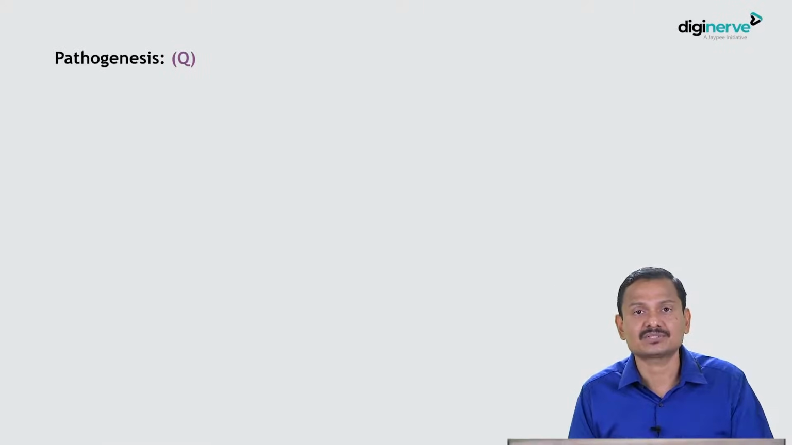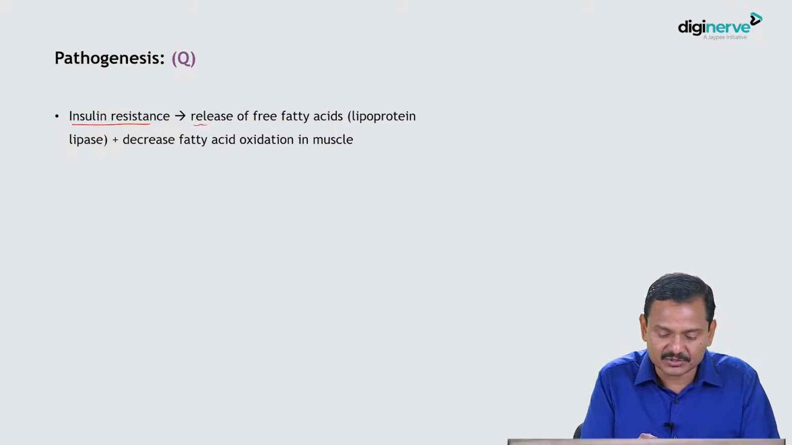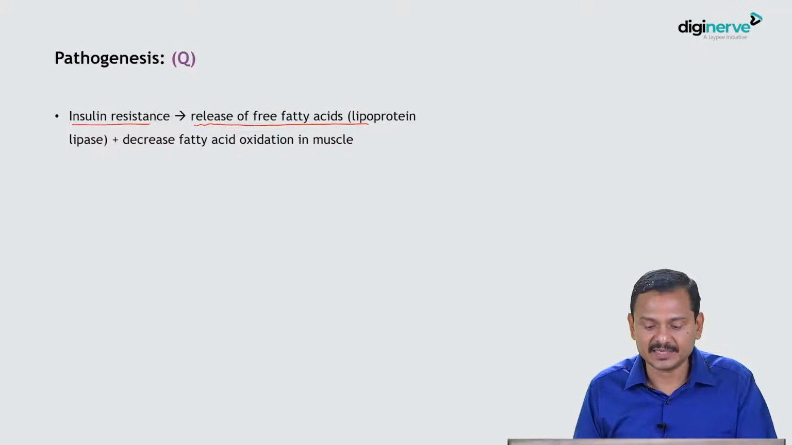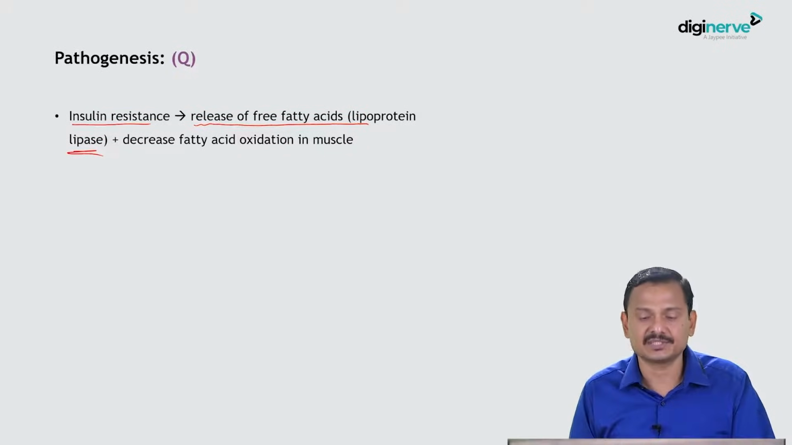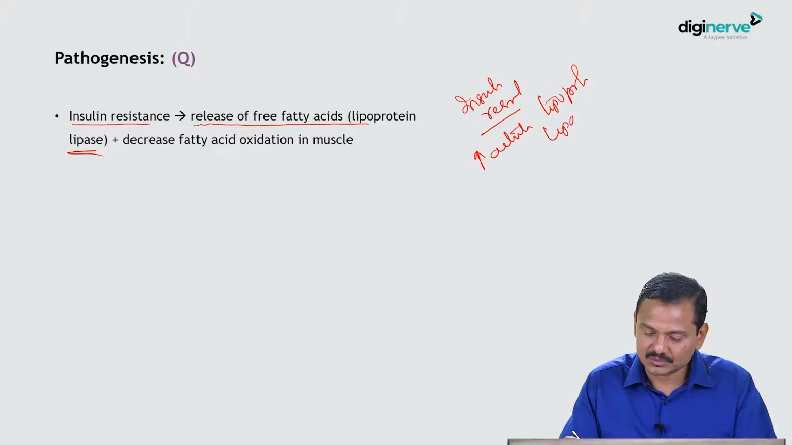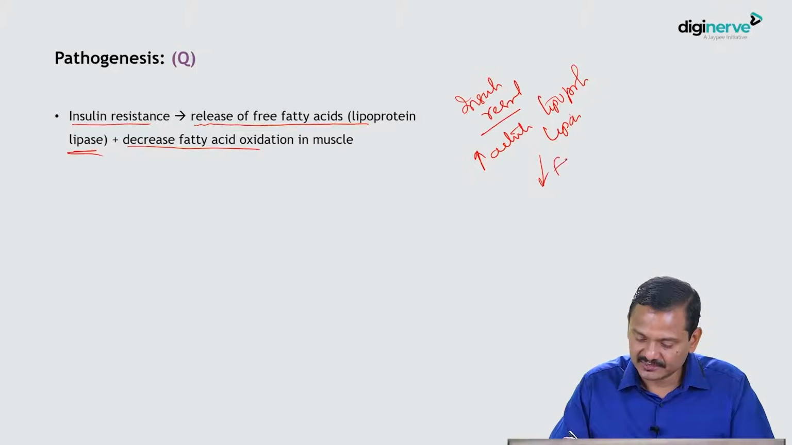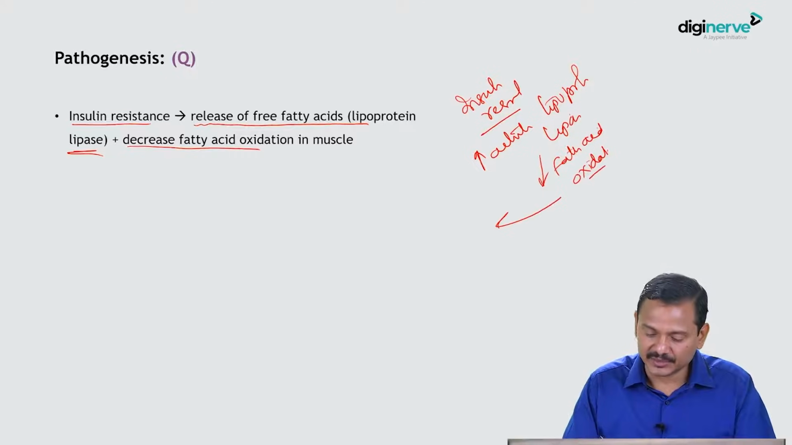What is the pathogenesis of NASH? First, there is insulin resistance, and because of that, there is release of fatty acids, or because of the overactivity of lipoprotein lipase. So, insulin resistance will lead to increased activity of lipoprotein lipase, as well as decreased fatty acid oxidation. So what will this do? This will lead to accumulation of fat in the hepatocytes.